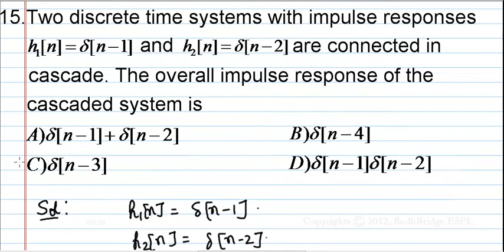Therefore, the overall impulse response of the cascaded system is option C, δ[n-3], which is the final answer.